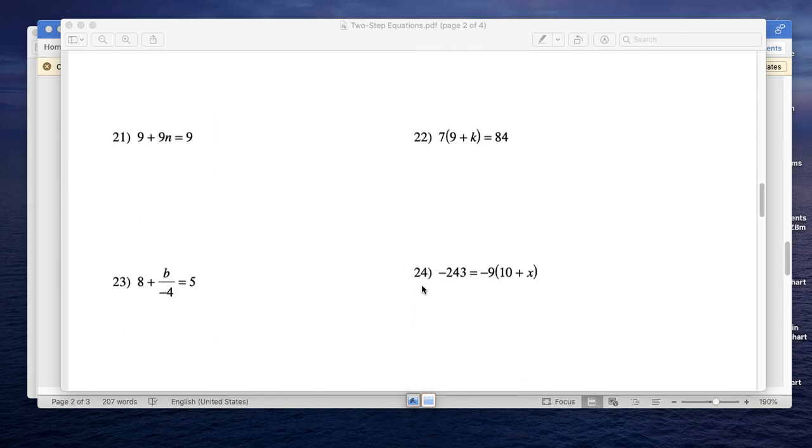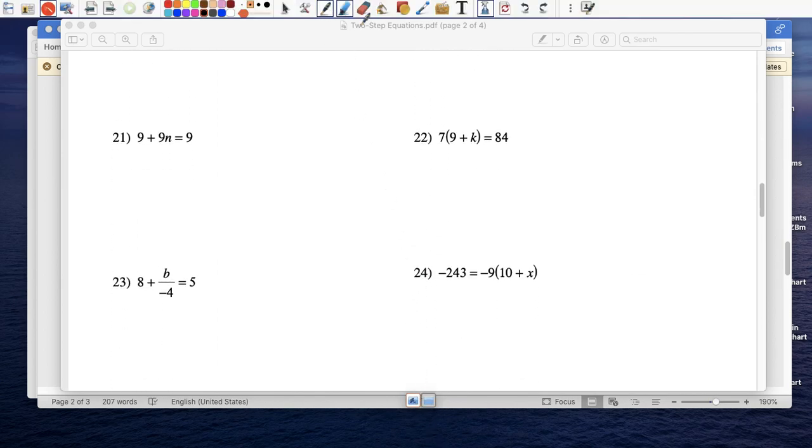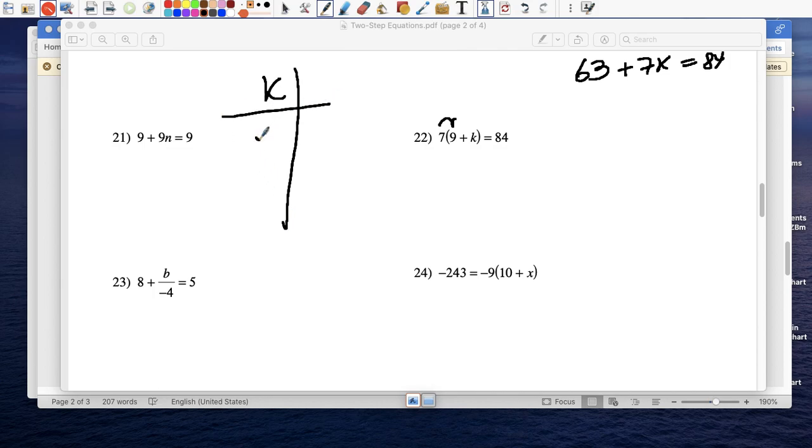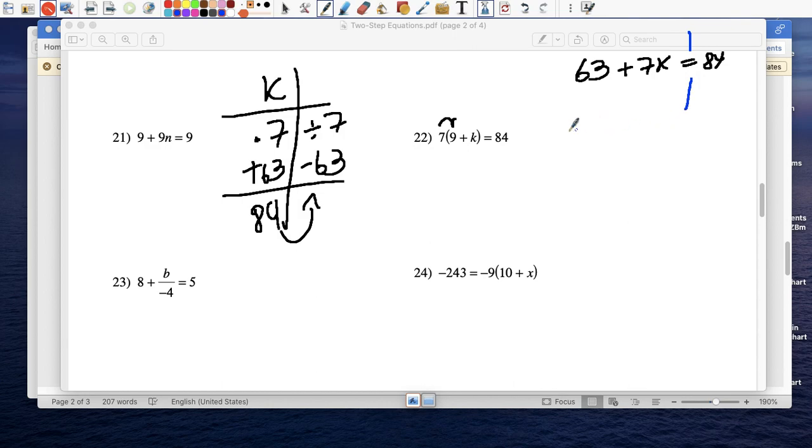22. I have to do the distributive property first. So that is going to give me 63 plus 7k equals 84. K is my variable. I'm multiplying by 7 and then I'm adding 63. That's going to give me 84. So the first inverse operation that I need is minus 63 and then divide both sides by 7. So let's subtract 63 here. Subtract 63 here. That goes away. 7k is left over on the left side, and 84 minus 63 is 21. Done. Now divide both sides by 7.